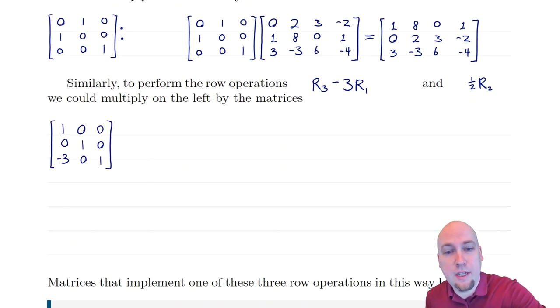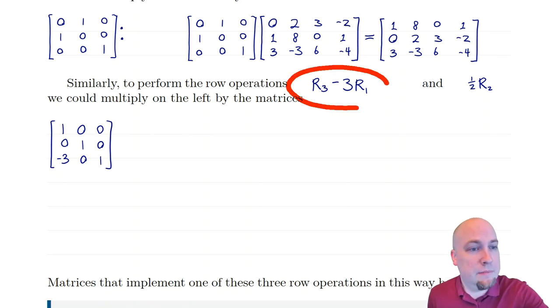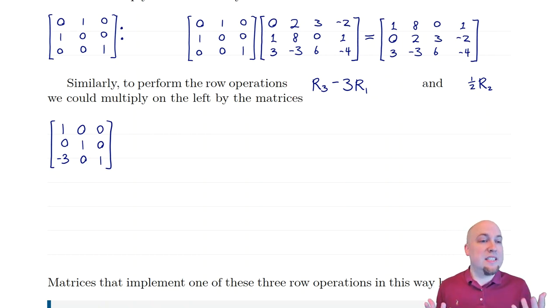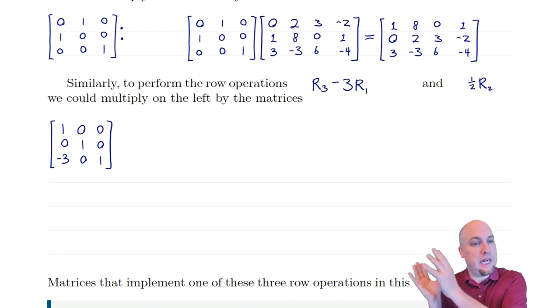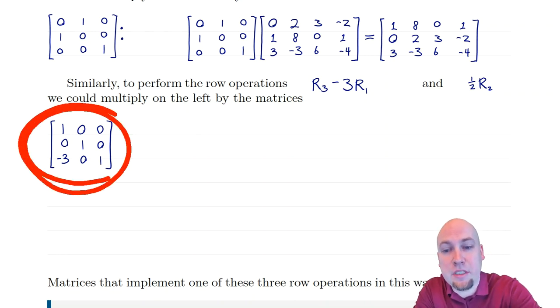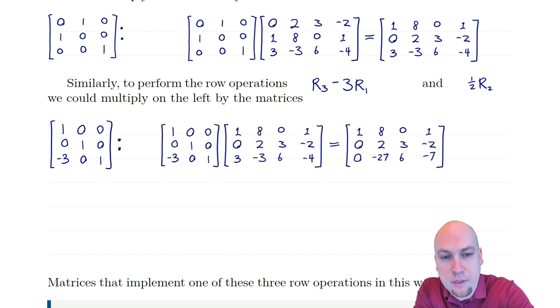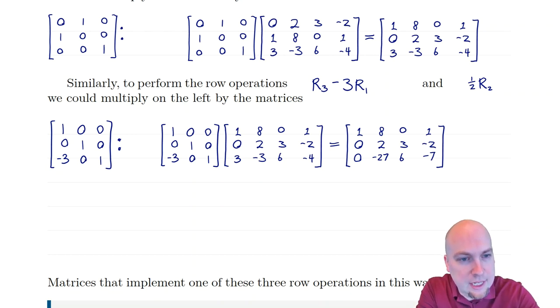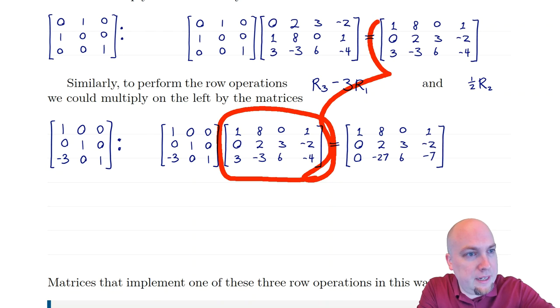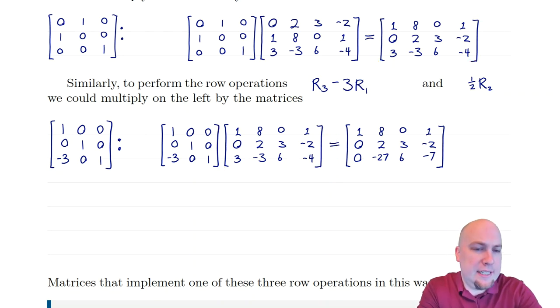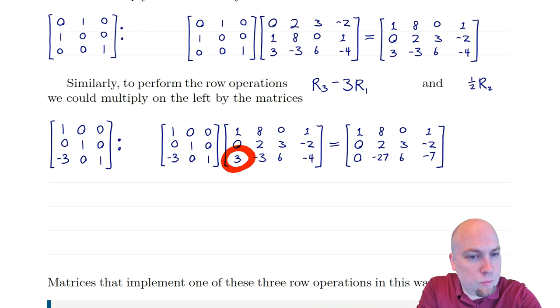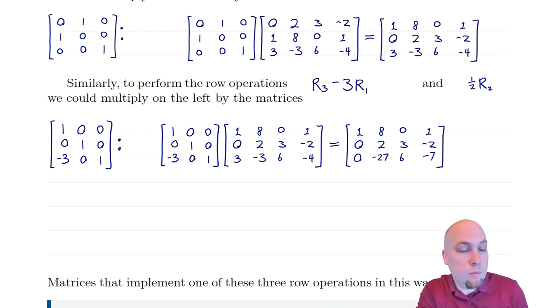For example, for that first row operation that I wrote here, row 3 minus 3 row 1, there's a matrix that does the same thing when you multiply on the left by that matrix. And here it is. I claim that if I multiply on the left by this matrix, then that's going to have the same effect as if I did the row operation row 3 minus 3 row 1. So let's see that. If you do this matrix multiplication on the left, I'm just going to start with the matrix that I had up here. The idea is I want to do row 3 minus 3 row 1 to get rid of this entry here. I want to turn it into a 0. And one way that I could do that is I can multiply by this matrix.